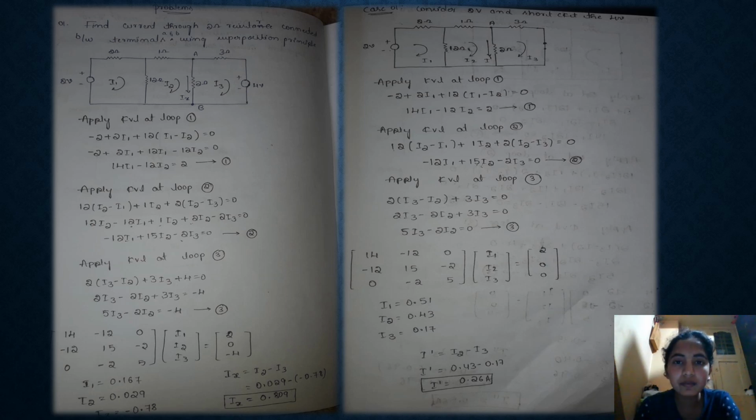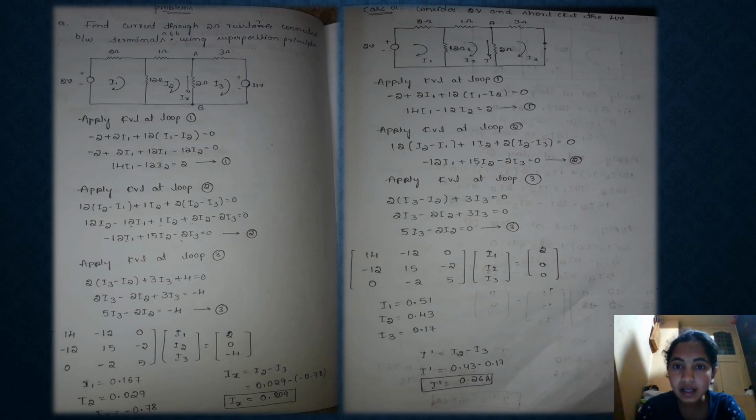So in case 1, consider the 2 volt and short circuit the 4 volt. So in case 1, let us consider this 2 volt and let us short circuit this 4 volt. Then there will be 3 loops. So let us apply KVL at loop 1. Then minus 2 plus 2 i1 plus 12 i1 minus i2 is equal to 0, that is 14 i1 minus 12 i2 is equal to 2. This is equation 1.